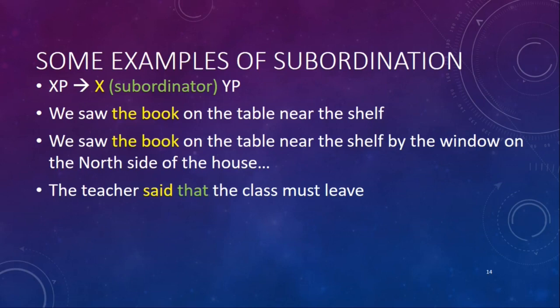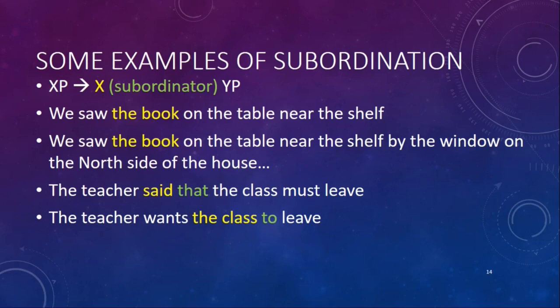And this can be extended too. The teacher wants the class to leave. This is a very similar sentence, but in this case we have an infinitival clause embedded under a main clause. The main clause is the teacher wants something. The embedded clause is the class to leave. And we can see that leave is an infinitive because it has an infinitival marker, to.